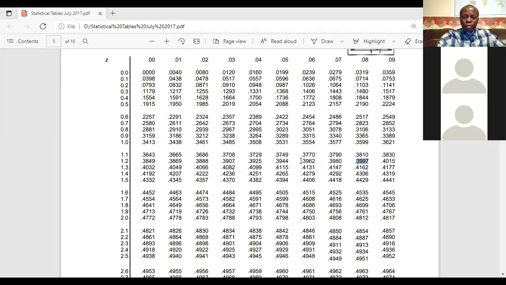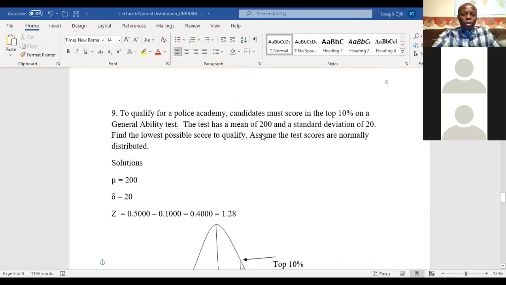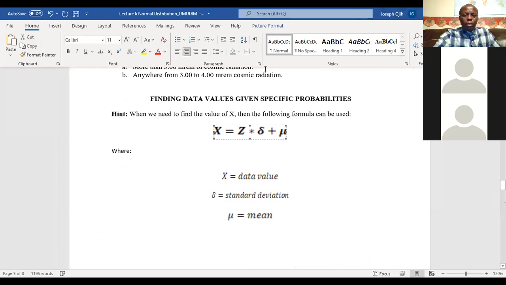So we follow it to the left: 1.2 and up 8, so it is 1.28 for z. Now, with this, you are ready to answer the question. The question was asking you to find the lowest possible score to qualify, so we are going to use this formula here. I'm going to copy the formula.